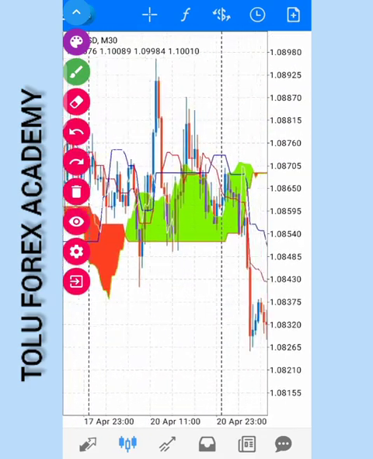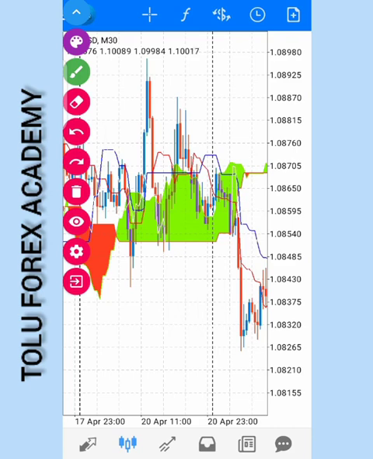So we see something like this. You see these candles are forming between the clouds. So this place here, it's more like a range. Do you understand what I mean? So we are in a range here.